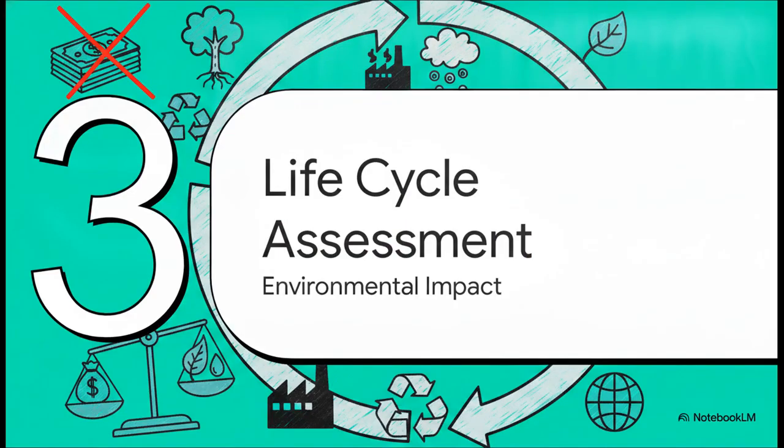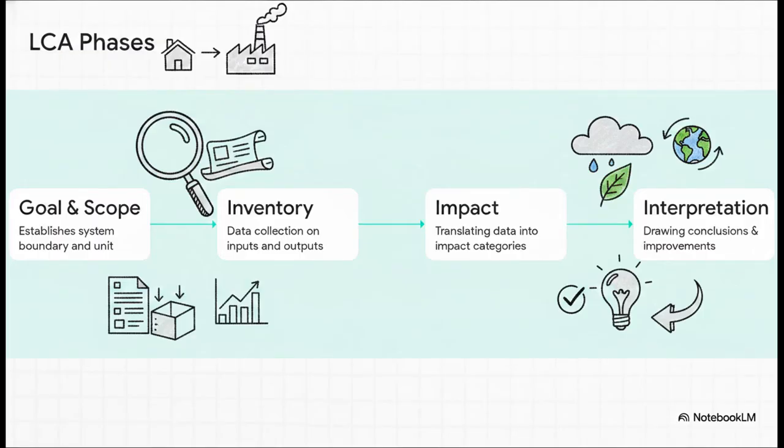Okay, Part 3, Life Cycle Assessment, or LCA. So we move from the financial ledger to environmental accountability. To truly quantify a building's cradle-to-grave environmental impact, you systematically follow 4 standardized ISO phases: defining your goal and scope, compiling your life cycle inventory, assessing the impact, and finally, interpretation. This structure ensures your environmental data is rigorous, defensible, and comparable.